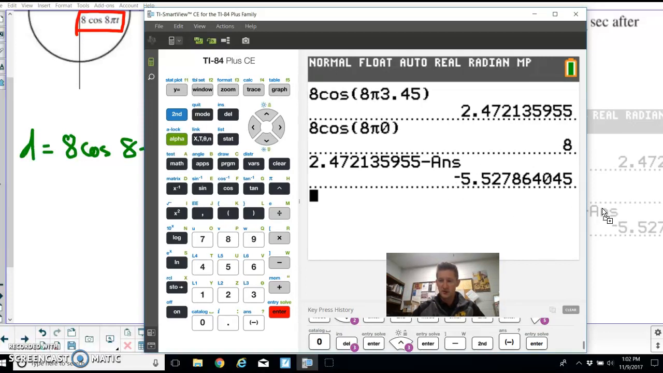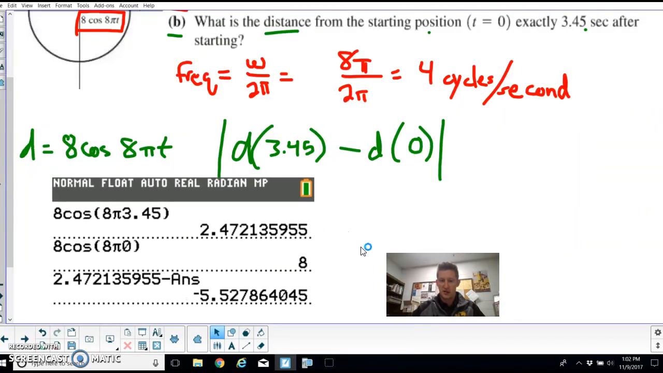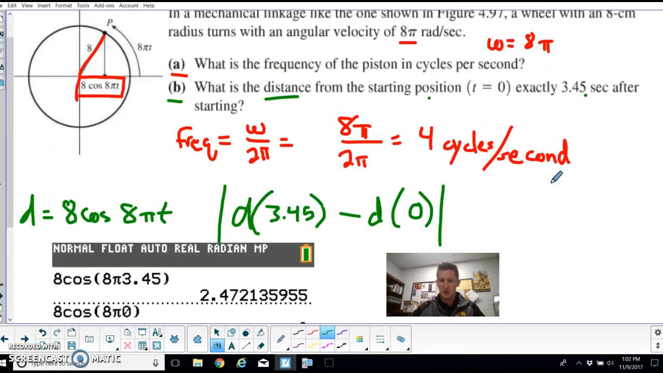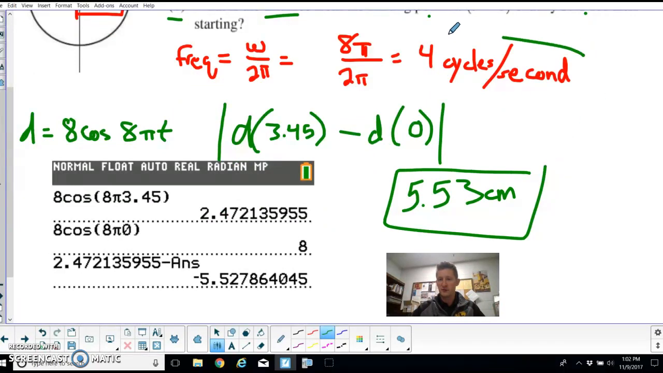Okay. So when all is said and done here, for an answer, the distance between the starting point and the ending point is going to be approximately 5.53, and then the label we're working with is centimeters. So 5.53 centimeters would be the distance traveled, and again, 4 cycles per second was the answer to the first part.